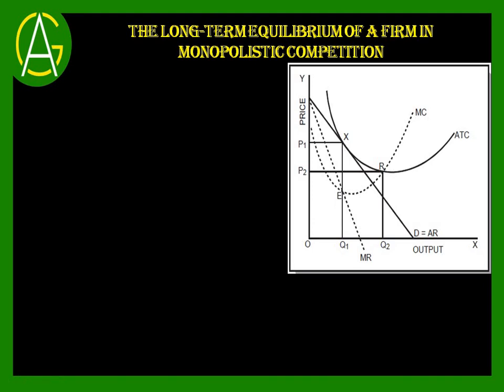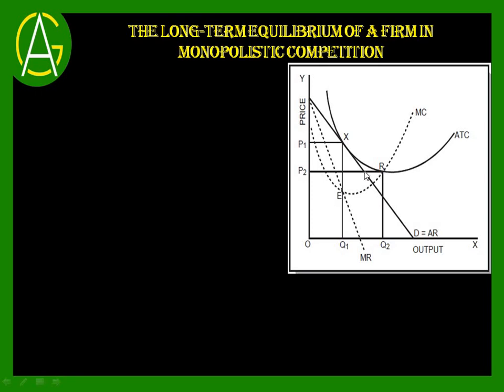But the next question is whether the firm is making full utilization of its resources here. If the firm produces OQ1 quantity, is it full utilization of resources? Answer is no, it is not making full utilization. Because in order to make the full utilization, firm needs to produce up to the minimum point of average cost curve. So the firm needs to increase its production up to OQ2 level. If firm produces up to this level, it can make full utilization.